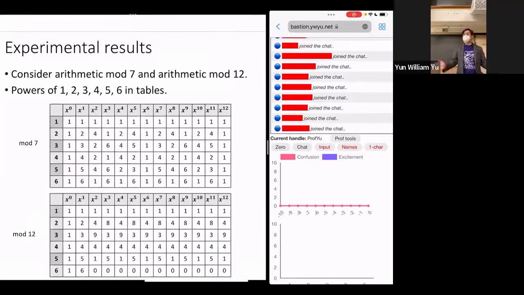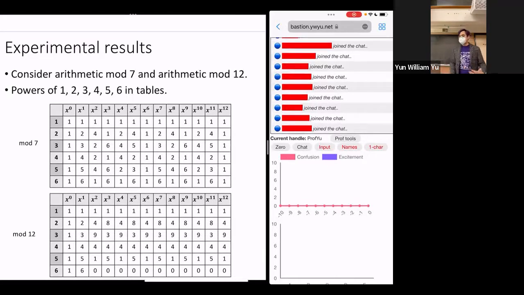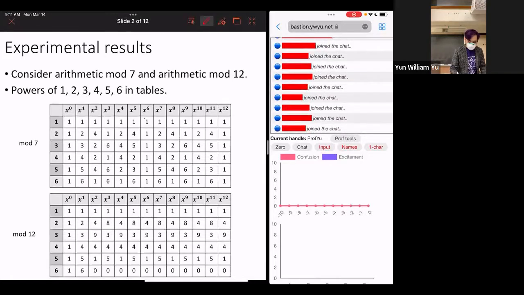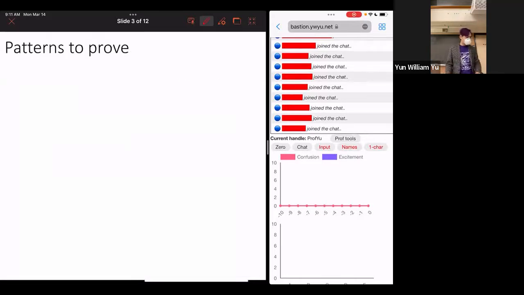So let's remind ourselves what we did last time. We considered arithmetic mod 7 and mod 12. And then we looked at the powers of, say, 1, 2, 3, 4, 5, and 6 in these tables, and we saw some patterns. For example, we saw all these ones here, or the fact that you can get zeros down here. You saw repetition. You saw a lot of different things when you were doing these prime powers. And so now the question is, of course, how many of these are things that you can generalize to all numbers? And that's going to be the subject of today's lecture, which is we're going to prove some of them.